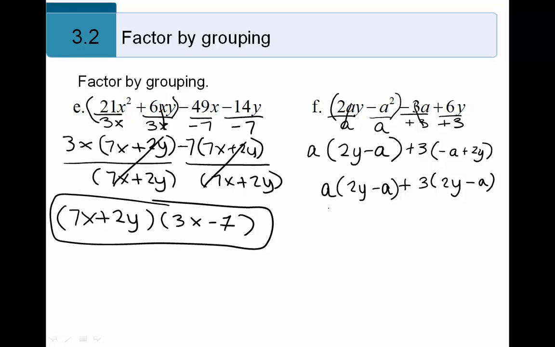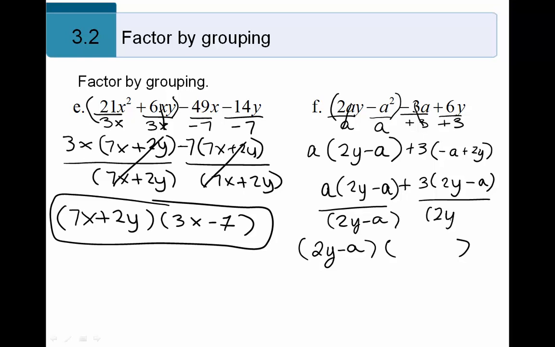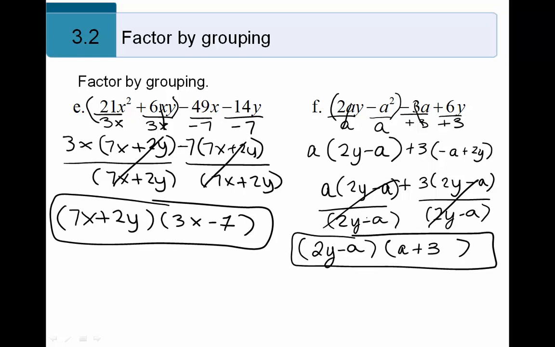So we have 2 times 2y minus a and 3 times 2y minus a. Our common binomial factor is 2y minus a, which I'm pulling out. Divide by 2y minus a. Divide by 2y minus a. And your missing factor is a plus 3. So 2y minus a times a plus 3, or you could write a plus 3 times 2y minus a.